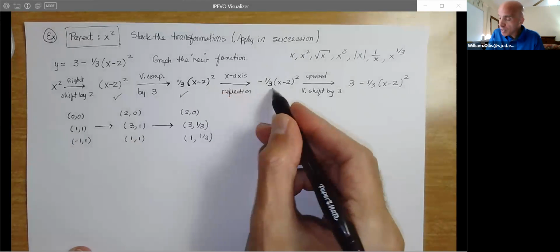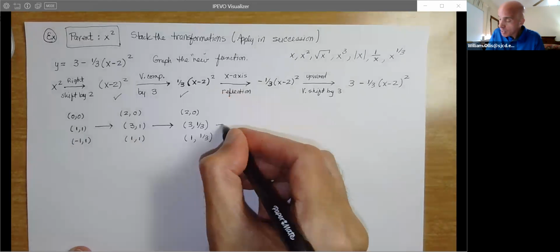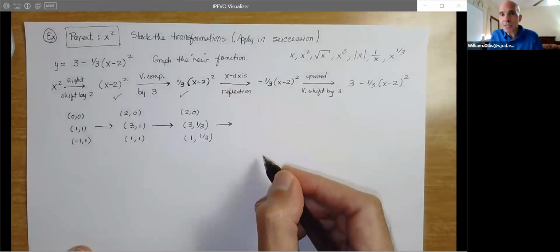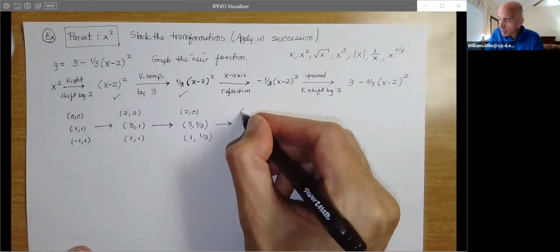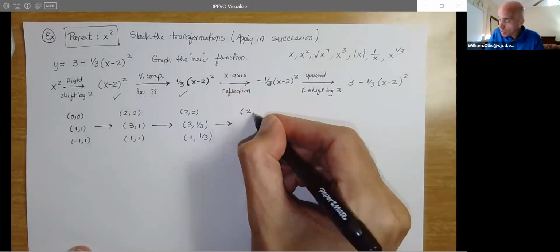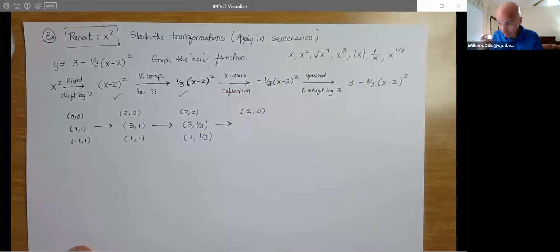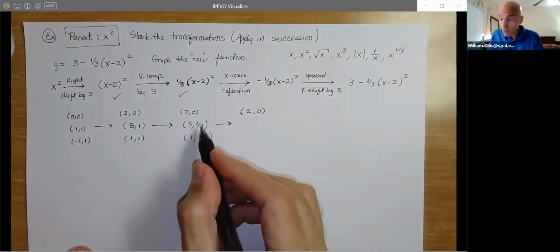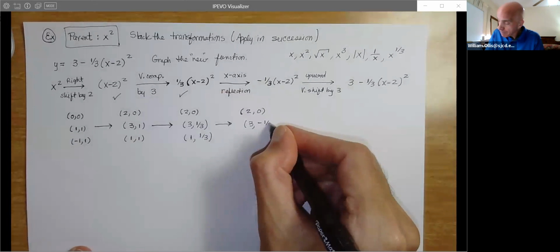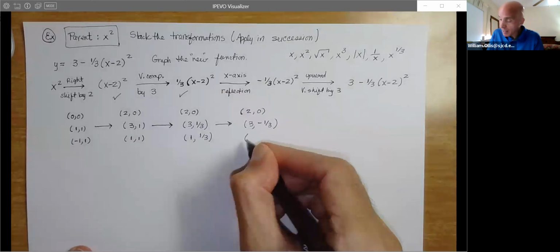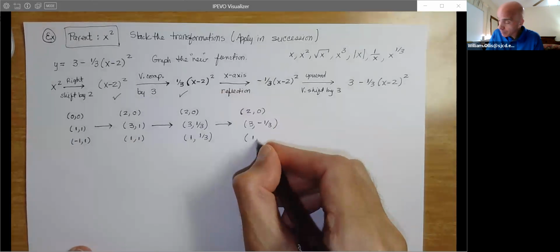Now we want to do the x-axis reflection. So that means all the y coordinates will become negative of what they are. Well, negative zero doesn't change. So that's easy. Now we take the negative of 1/3 and we take again the negative of 1/3.